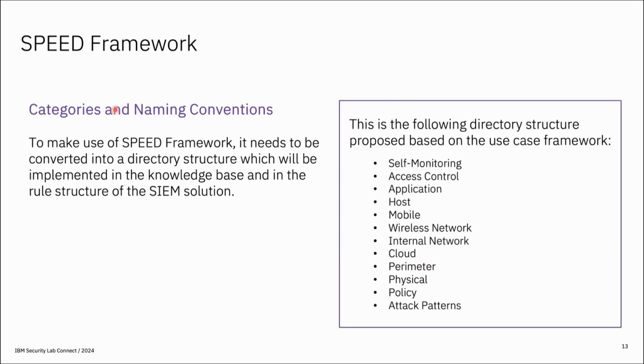Now let's move on to categories and naming conventions, which are important for the SPEED framework. To make use of the SPEED framework, it needs to be converted into a directory structure, which will be implemented in the knowledge base and in the rule structure of the SIEM solution. The proposed directory structure for the use case framework includes categories such as self-monitoring, access control, application, host, mobile, wireless network, internal network, cloud, perimeter, physical, policy, and attack patterns. This structure organizes use cases across different security areas, covering everything from SOC performance and user access to application security, network protection, and compliance.